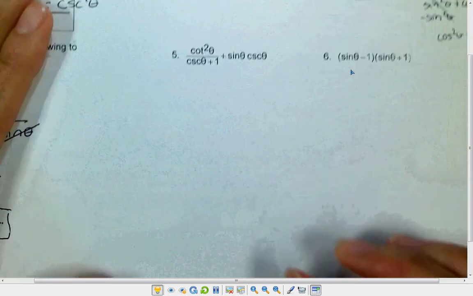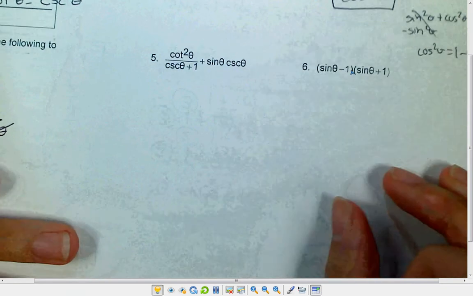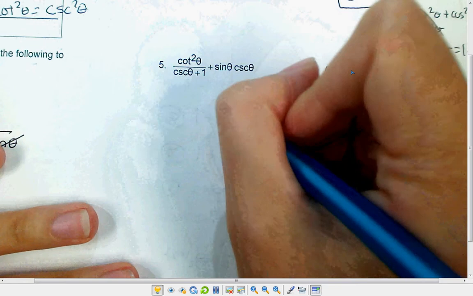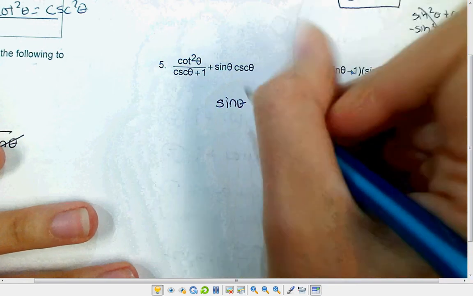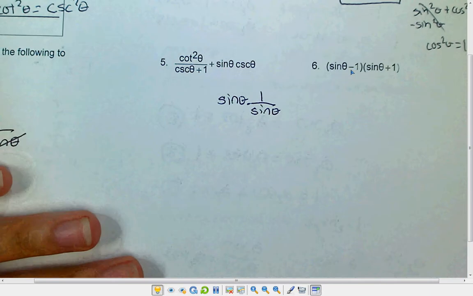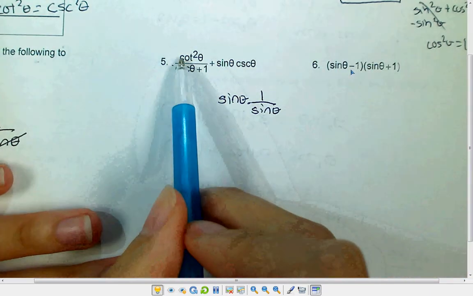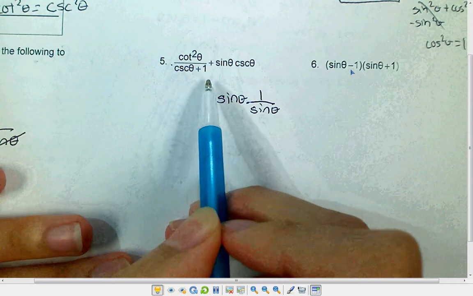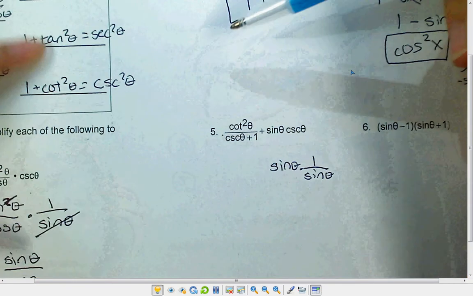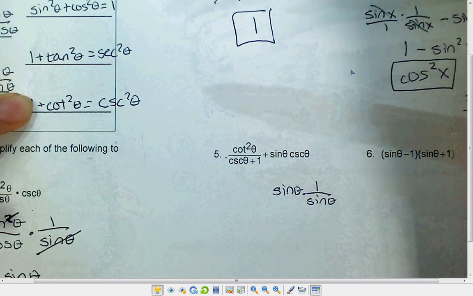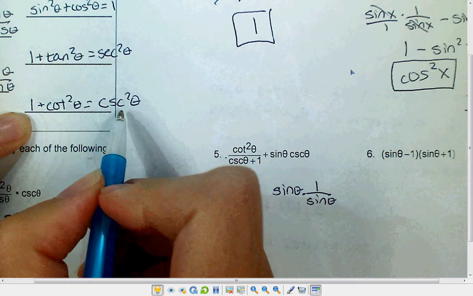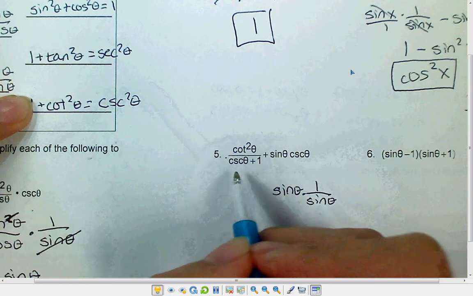So let's go on to one that's a little bit more complicated. So for number 5, let's start with this, because this one is easy to do. This is sine, and I'm going to replace cosecant with 1 over sine. So I already know this is probably going to cancel out. For this one right here, I have a cotangent squared over cosecant plus 1. Because I have this cotangent squared, I'm already thinking about one of the Pythagorean identities, because those all have squares in them. If I were to replace cotangent with something, it would give me something with cosecant, which is what I want because there's a cosecant on the bottom of this.